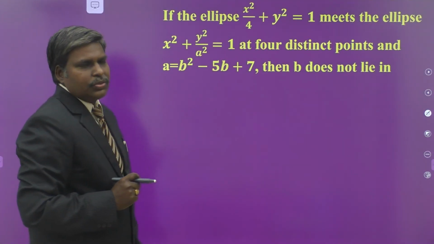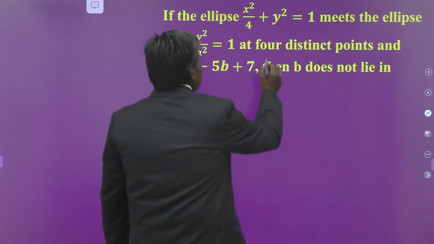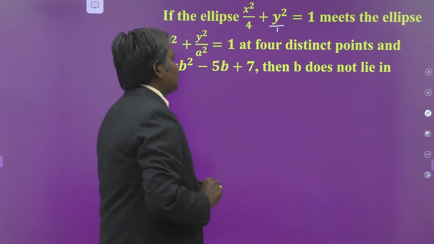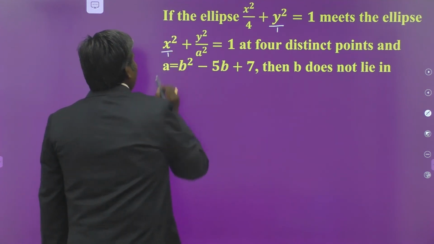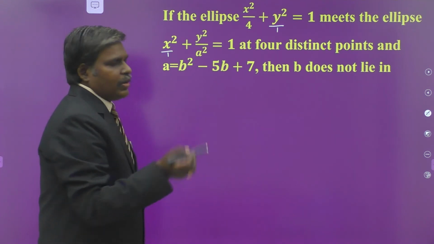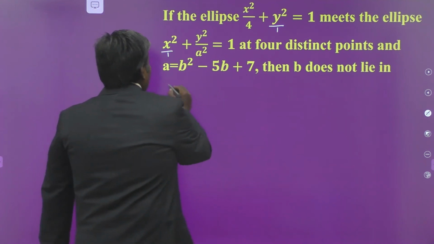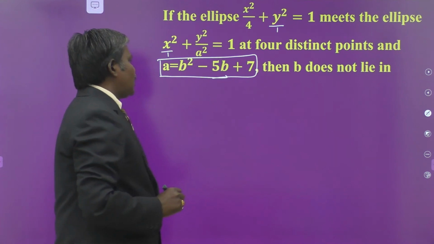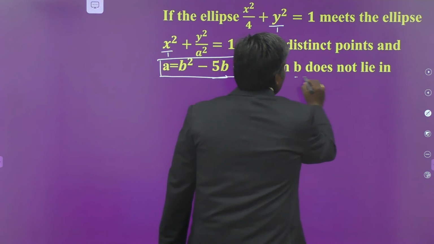It is also a simple question to you. If the ellipse x square by 4 plus y square is equal to 1 meets another ellipse x square by 1 plus y square by a square equal to 1 at 4 distinct points, and another condition is given, that a is equal to b square minus 5b plus 7, then b does not lie in the interval what?